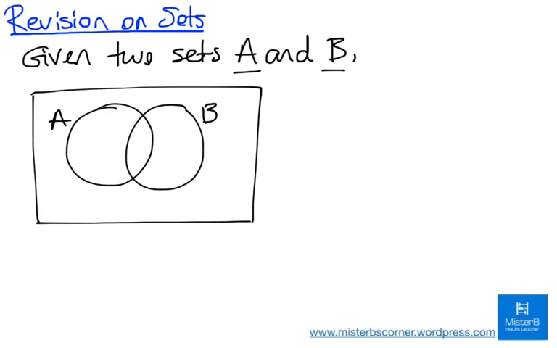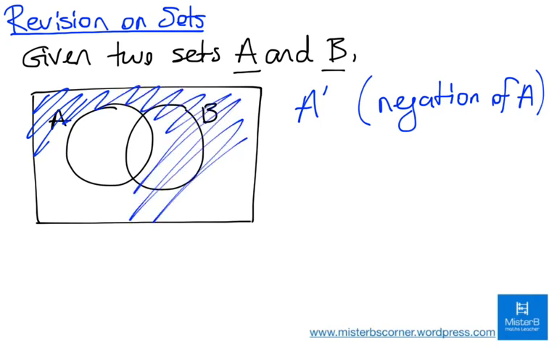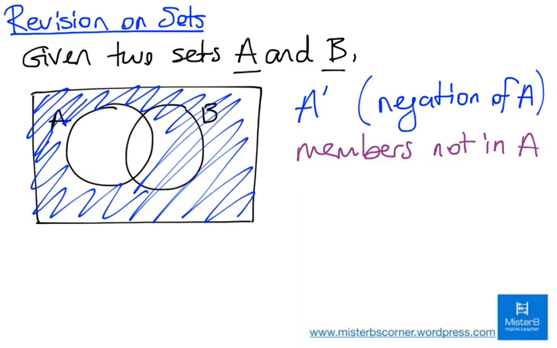We also have an operator that we call negation. So this means the opposite of whatever the set is. So it's something like A prime, right? Negation of A. So this means everywhere but A. So you have to shade all these regions but the set A. So we're talking about the members that are not in A. Alright, so these are all the members that are not in A.